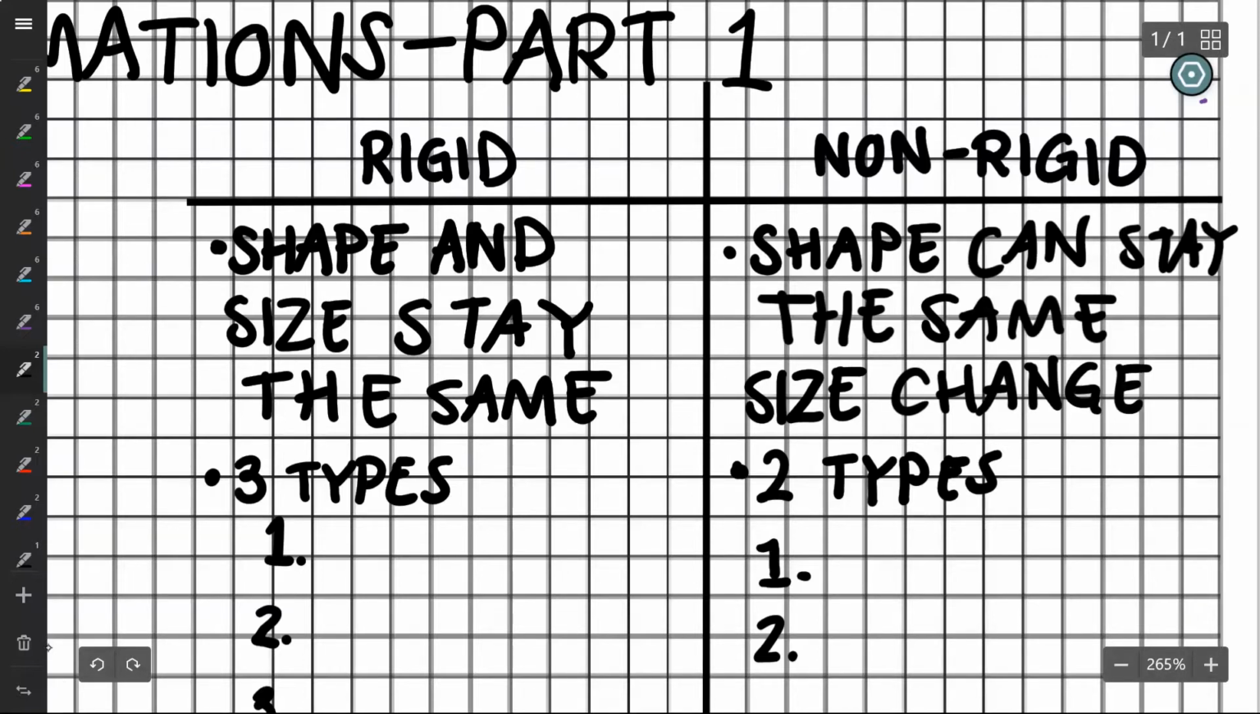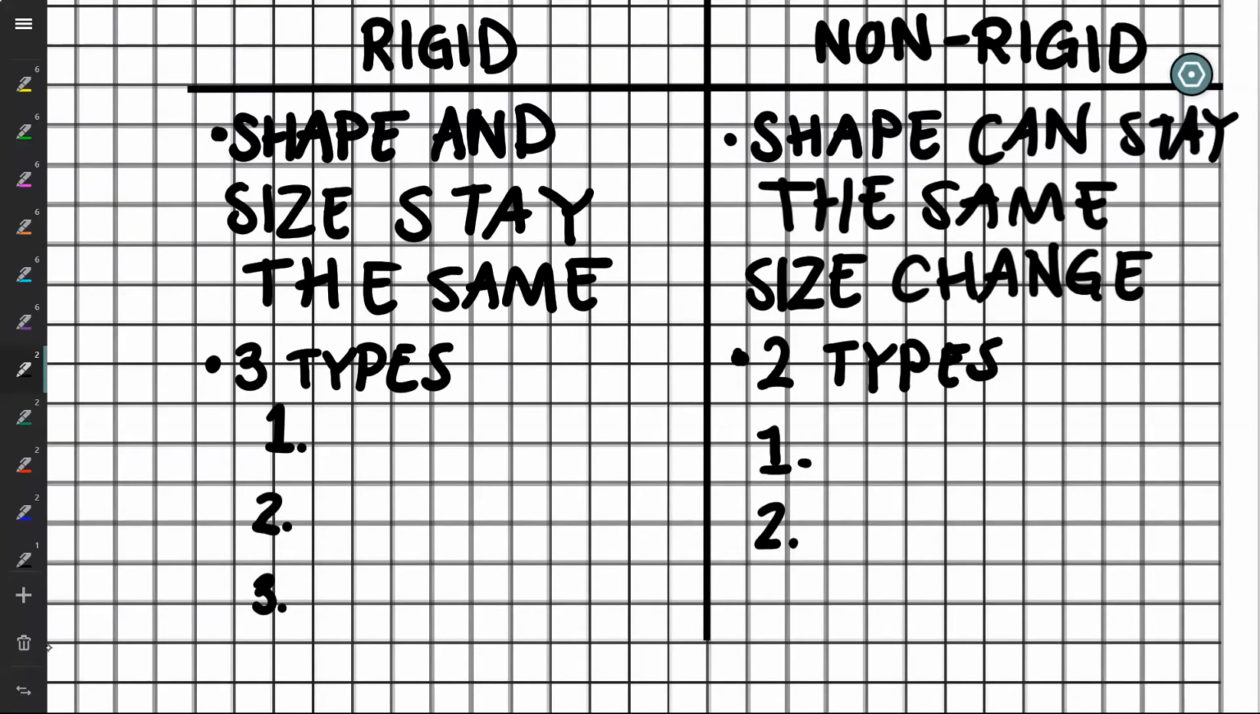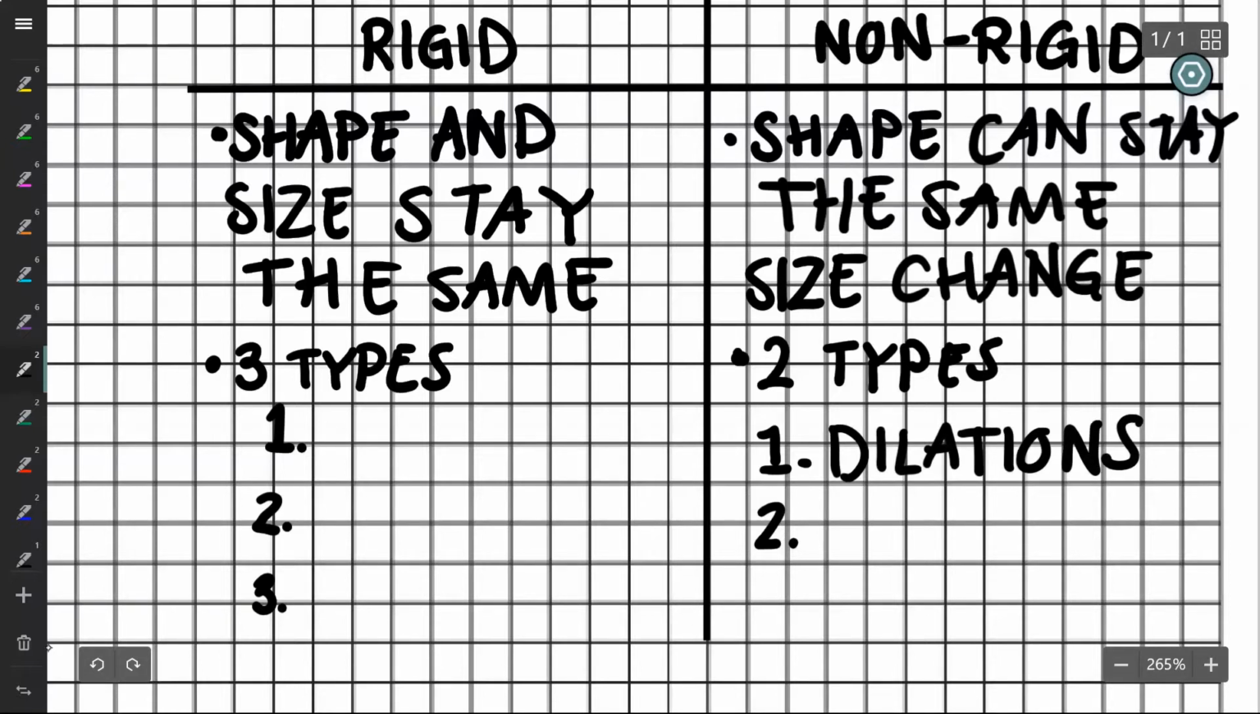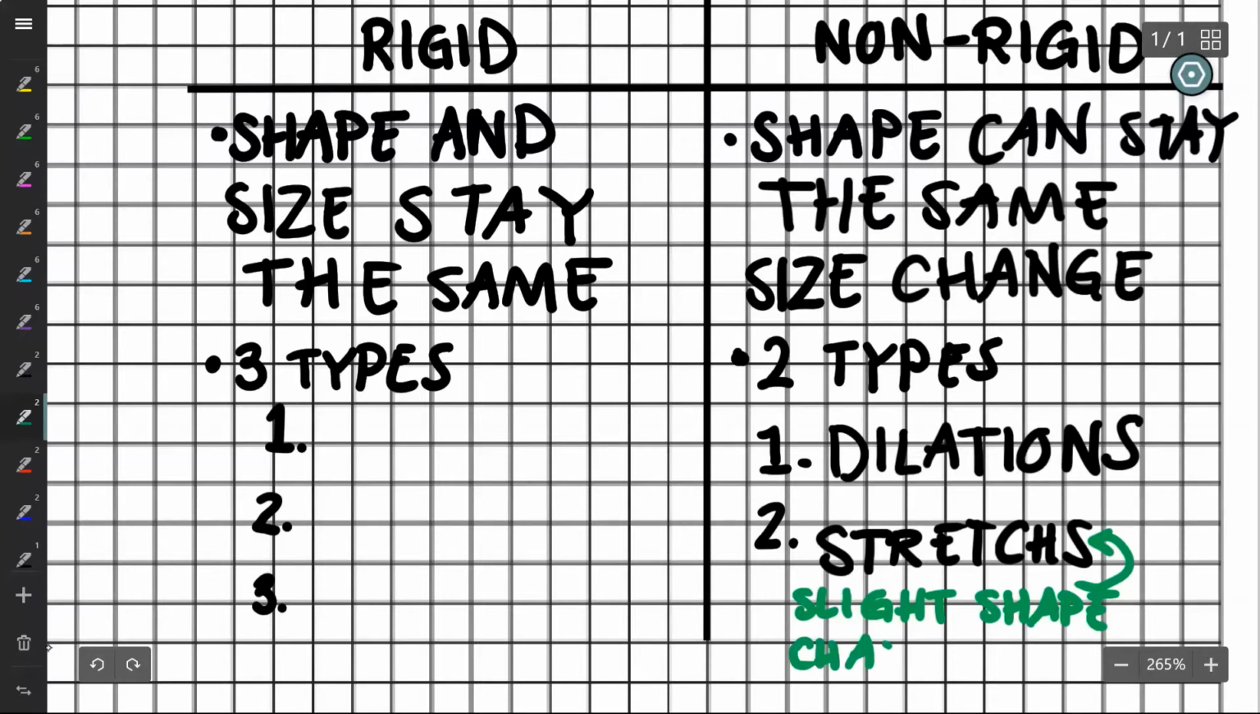We have 2 types of non-rigid transformations: dilations and stretches. For stretches, our shape changes slightly. It's going to get longer or taller. But for dilations, they just get bigger or smaller.